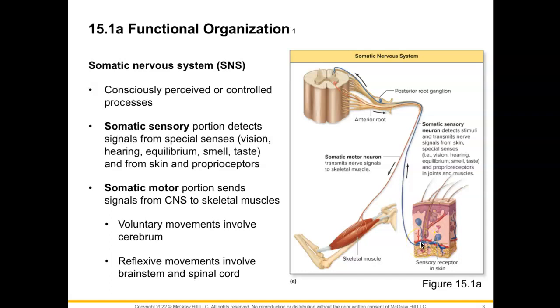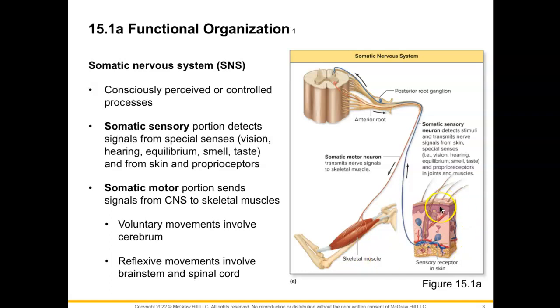And then our somatic motor division or portion is going to send signals from our central nervous system over to our skeletal muscles. So naturally, this would incorporate our voluntary movements in our cerebrum and our reflexive movements, which is going to involve our brainstem and our spinal cord.